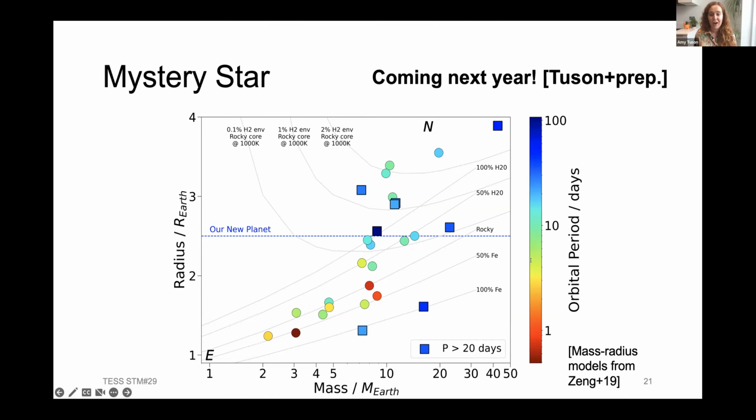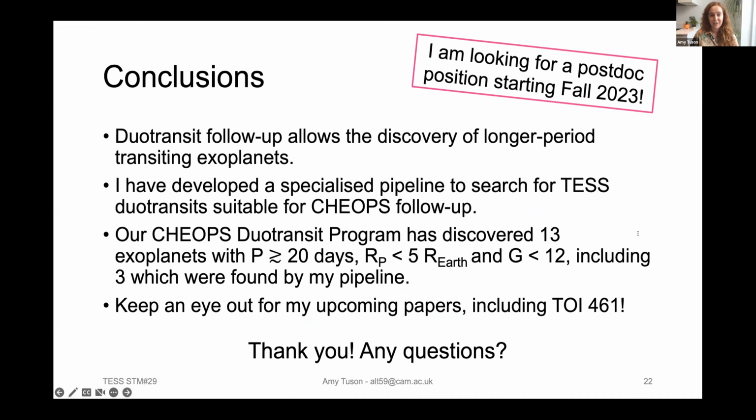So on this plot are all confirmed exoplanets with a well-constrained mass and radius, orbiting a host star brighter than 9th magnitude. You'll notice that there are only 5 mini Neptune-sized planets with a period longer than 20 days. So our new planet will join this very small sample and help contribute to our limited understanding of mini Neptune composition. So I'll leave my conclusions here.